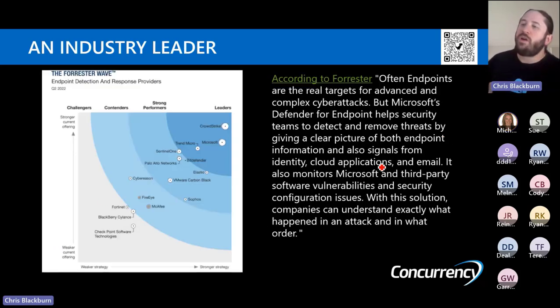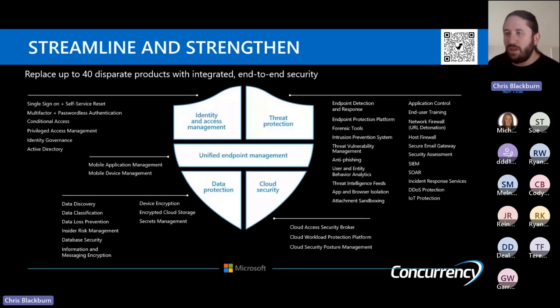And then from Forrester, they also have Microsoft listed as a leader in their Forrester Wave to be able to provide that clear picture of both endpoint information and signals. And as you can see here, they touch on identity, cloud apps, and email. So it's not just endpoint protection, it's so much more, and allows customers to really streamline and strengthen their security posture. And in some cases, I've worked with customers and been able to really help them replace 5, 10 plus products within their organization and really streamline it into one single tool set to be able to provide them with that end-to-end security.